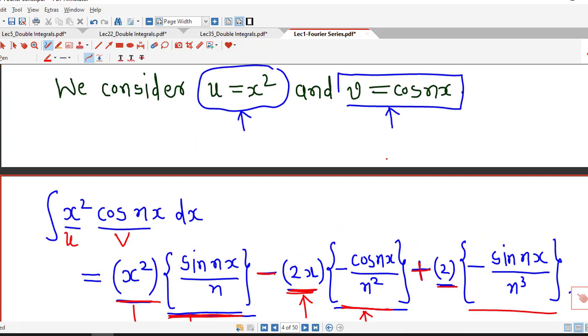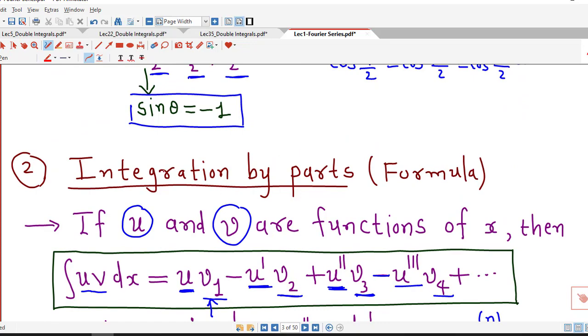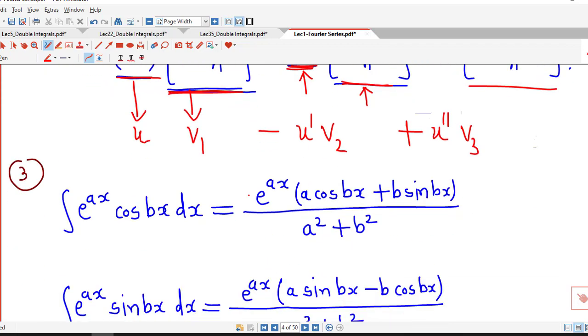So this is going to be very useful in our topic of Fourier series. So we will remember this formula for integration by parts.